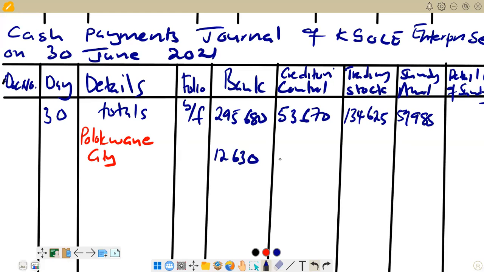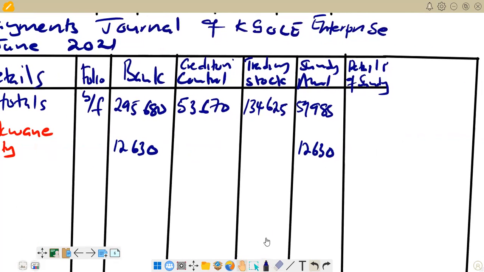4,630. And then we check if this payment is affecting creditors control, trading stock, or sundry. If it's not affecting these two, it just goes under the sundry column. We see that this payment is not affecting either creditors control or trading stock, so we are going to post it under sundry. We've got 4,630. And obviously we need the description there under details of sundry, of what we are paying.